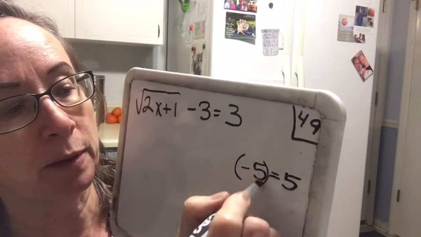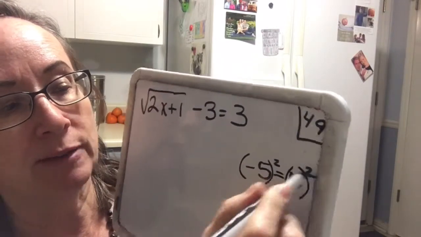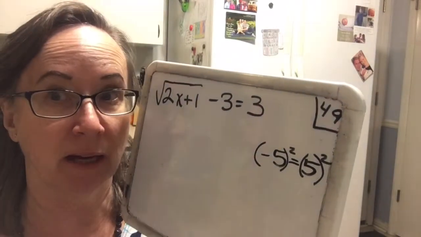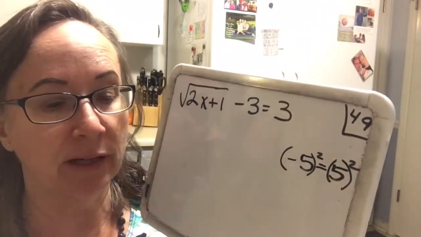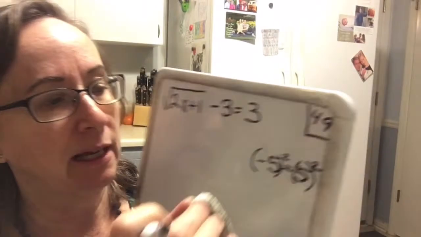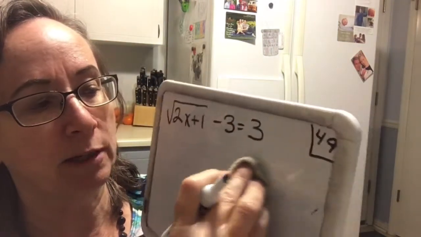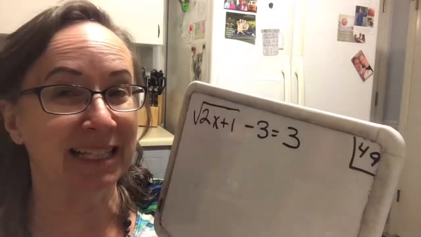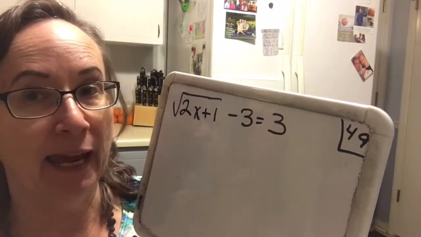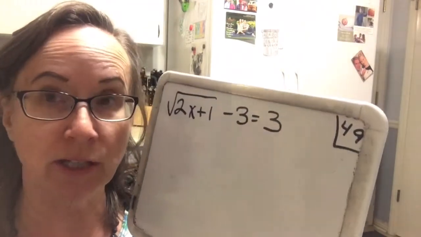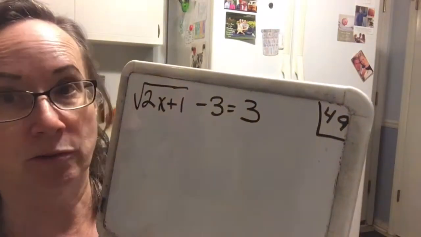However, when you square both sides, then all of a sudden something that was not true becomes true. And 25 is equal to 25. It is because of that we must always check our answers, because we can take something that is not true and turn it into a true statement, and we have to go back to the original equation and make sure that it is true in there.